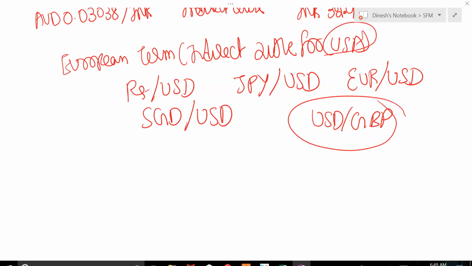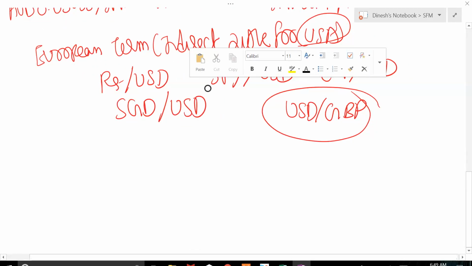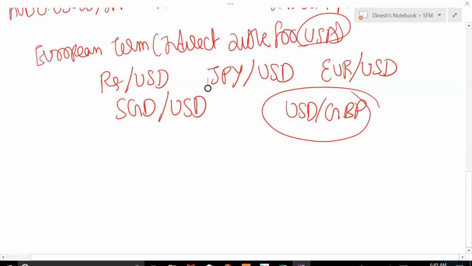So people are used to hearing rupees per dollar, JPY per dollar, Euro per dollar, Singapore dollar per dollar. Egyptian pound per dollar, New Zealand dollar per dollar. Everyone is used to hearing per USD. Except for one currency, the exception is GBP, Great Britain pound. That alone is an exception. For GBP, it's going to work as USD per GBP.